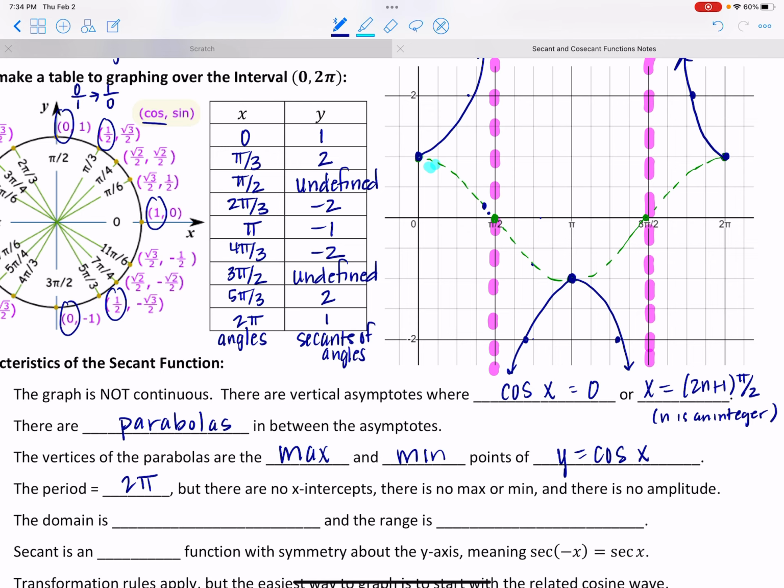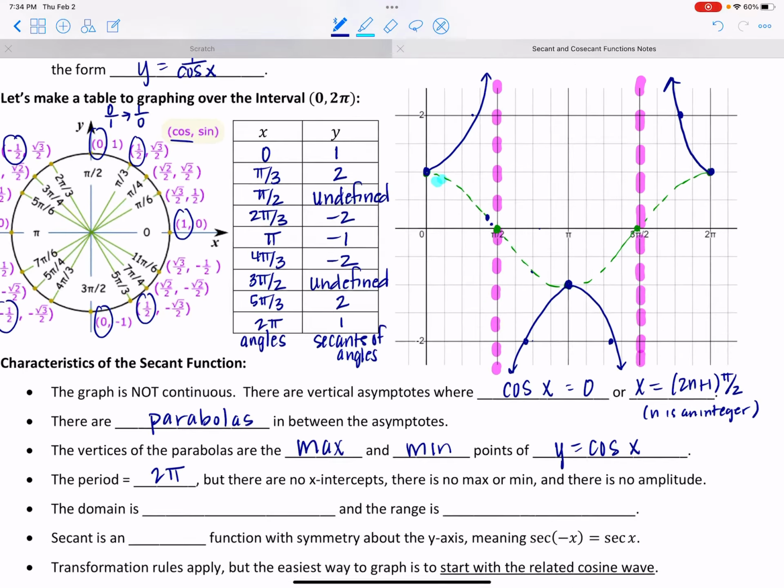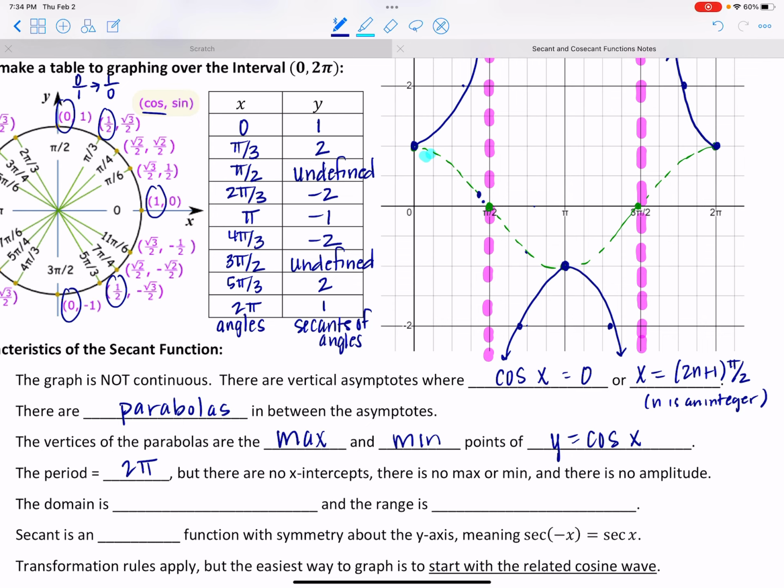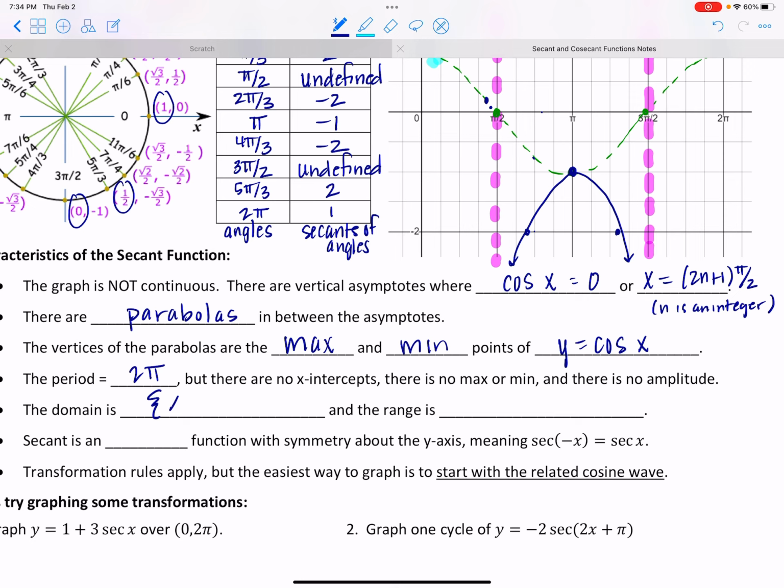Now let's talk about the domain. For cosine, we can plug in whatever angle we want here. For secant, we can't. We said our angles can't be those odd multiples of pi over 2 because we'd end up with a 0 in the bottom of the fraction. So for our domain, we have to restrict those. We're going to say the domain is all x's such that x cannot be (2n plus 1) times pi over 2. That's the set notation for that domain, probably the easier way to say it. Remember, n is an integer. I should have put that in there, sorry.